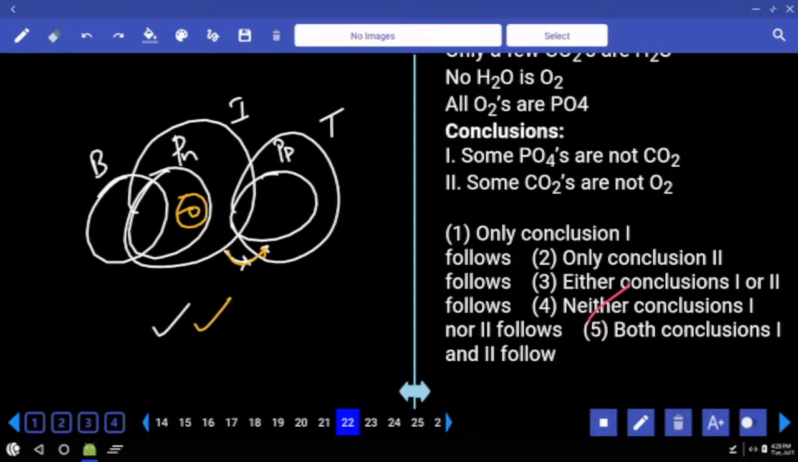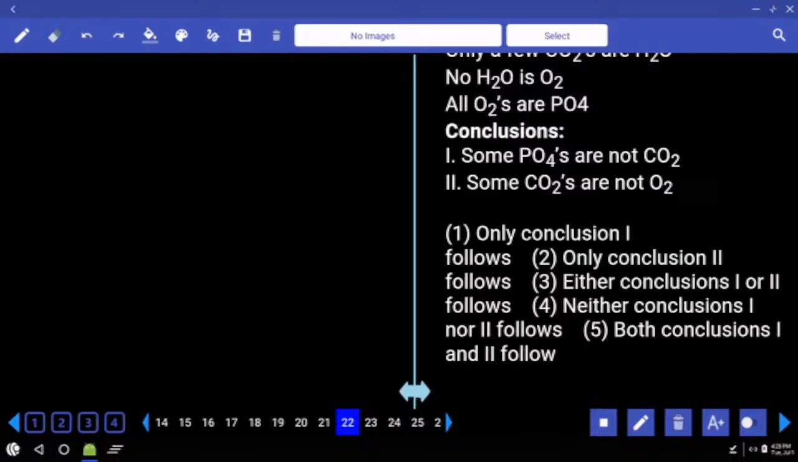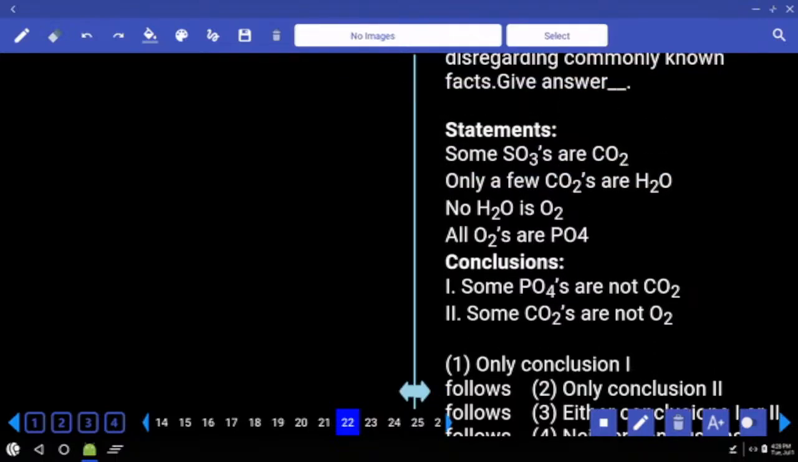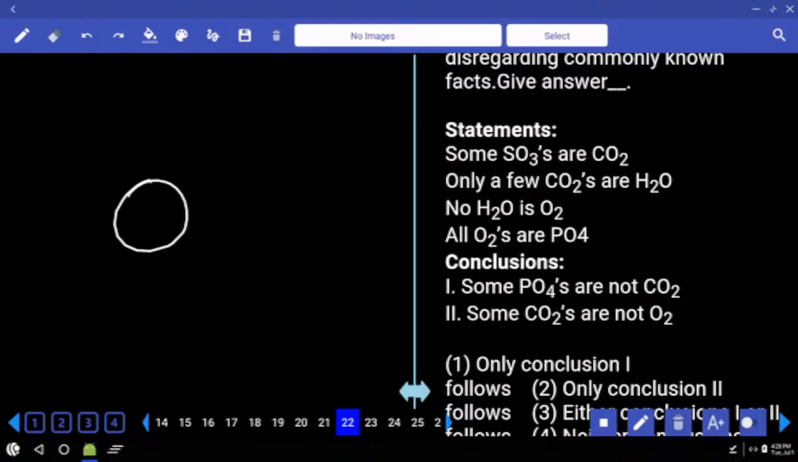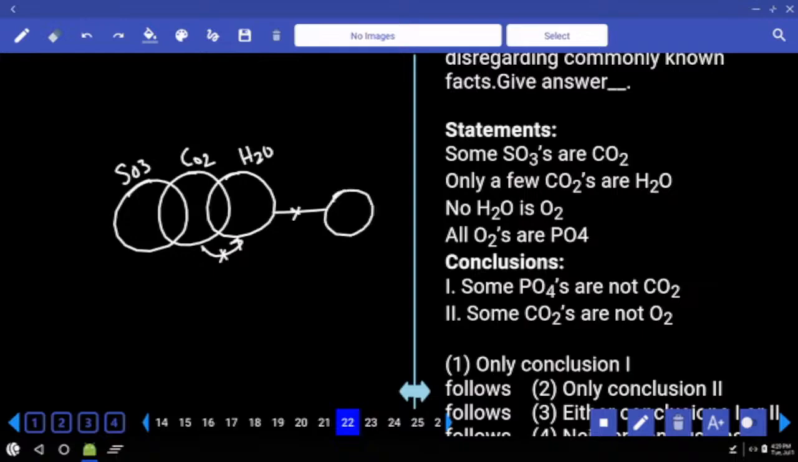The next one, 22. Now in this 22, some SO3s are CO2. This is SO3 and this is CO2. And only a few CO2s are H2O. Then only some of the CO2 are H2Os, then entire CO2 cannot be. And no H2O is O2. H2O and O2 cannot be intersected.